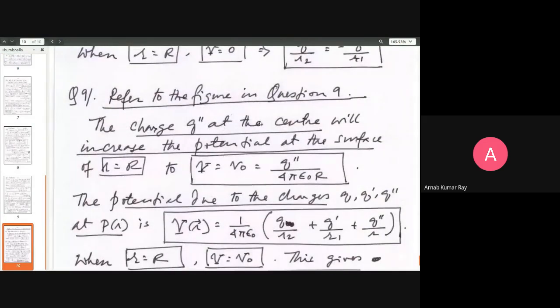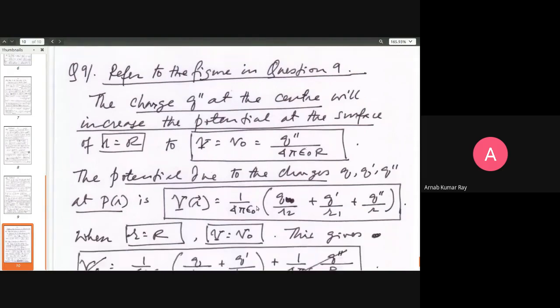The charge Q double prime at the center will increase the potential at the surface, R equal to capital R, to V naught, which is Q double prime by 4 pi epsilon naught R. If that Q double prime were not there, then the potential at the surface would have been 0. So now you have got three charges, Q, Q prime, and Q double prime.